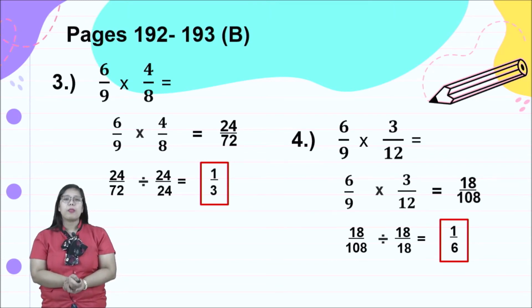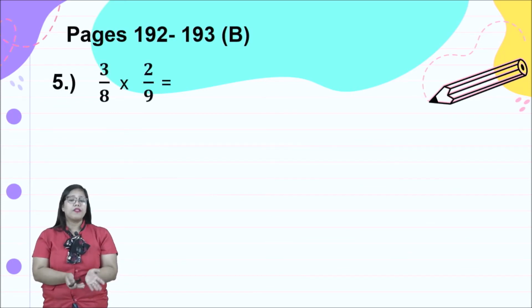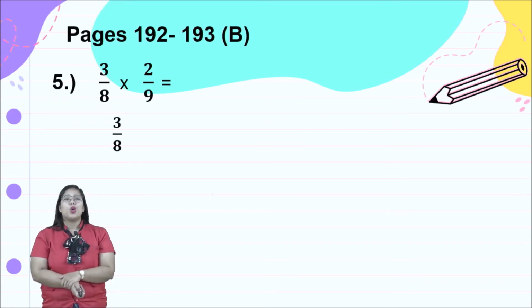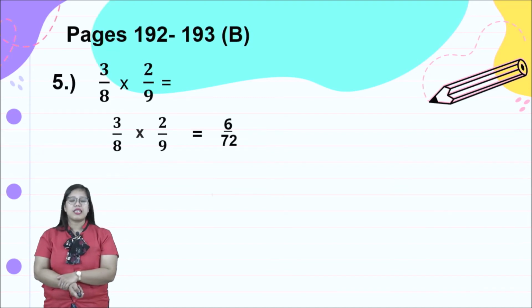Very good. Let's proceed with number 5. Let's have a given of 3 over 8 times 2 over 9. So again, kids, we need to multiply the numerator, and the numerators for the number 5 are 3 and 2. 3 times 2 is 6. 8 times 9 is 72.